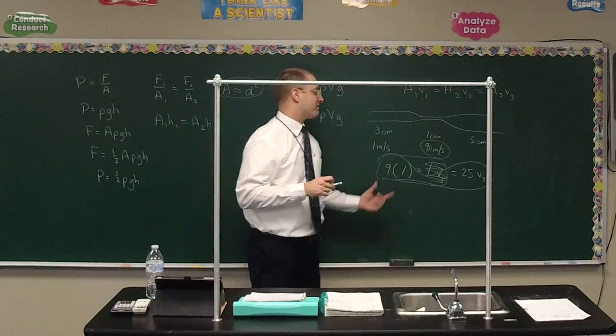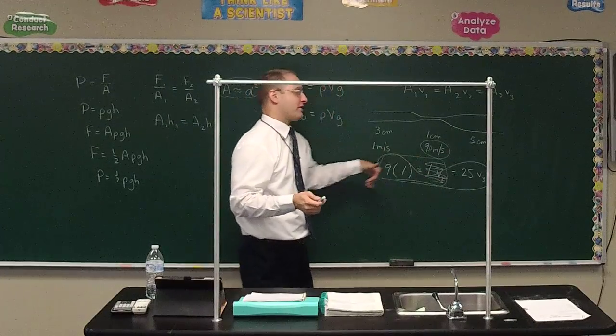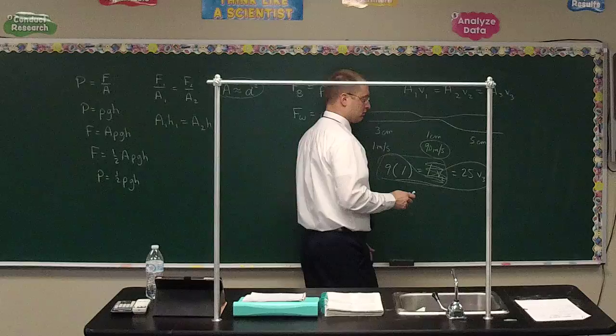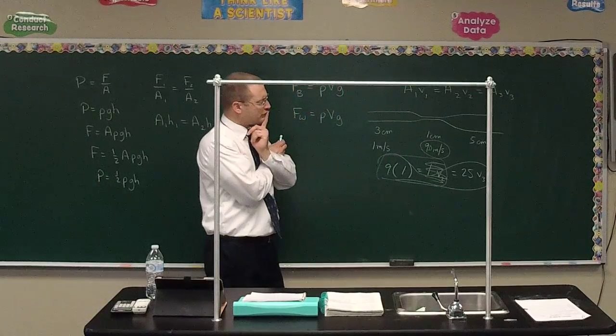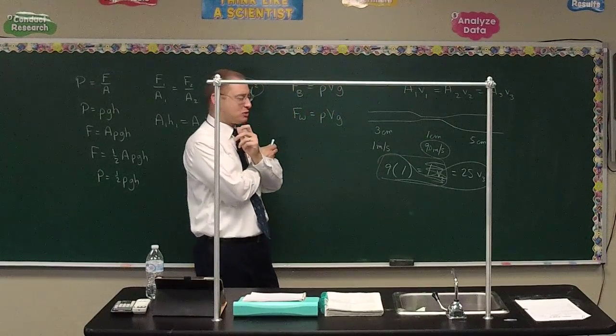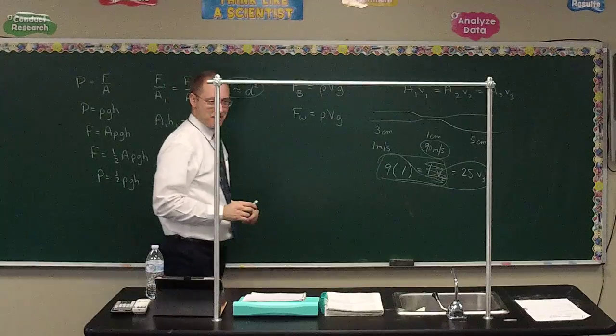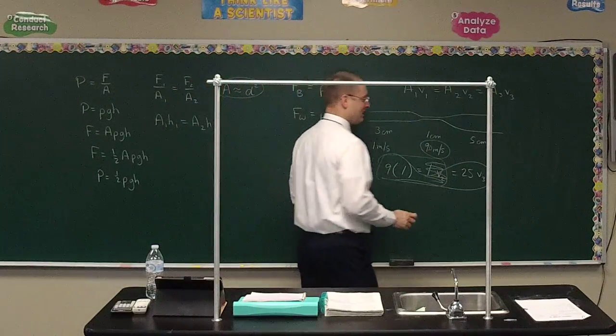I multiply the 9 and 1, of course, to get 9, but then I divide the 25 to get 2.7. 9 divided by 25? I think you do 25 divided by 9. 9 divided by 25. 0.36.